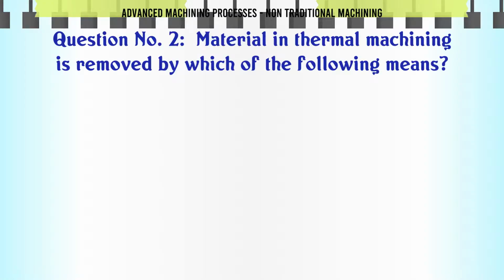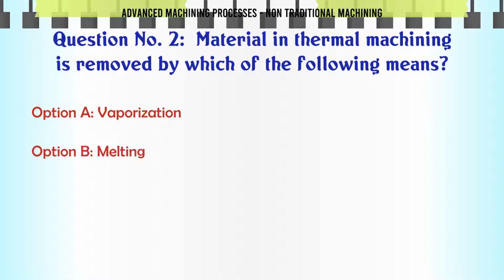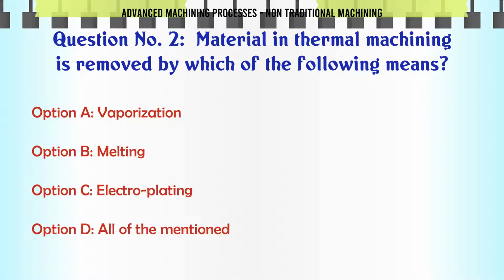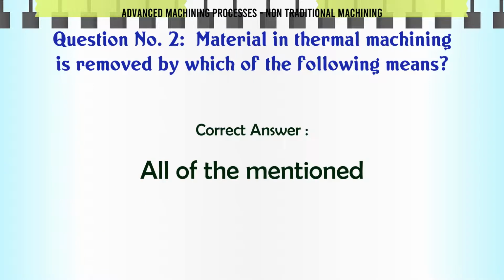Material in thermal machining is removed by which of the following means? A. Vaporization, B. Melting, C. Electroplating, D. All of the mentioned. The correct answer is all of the mentioned.